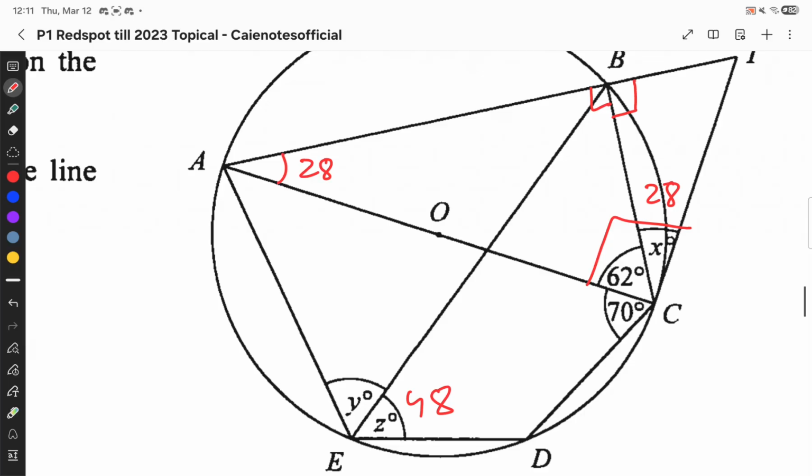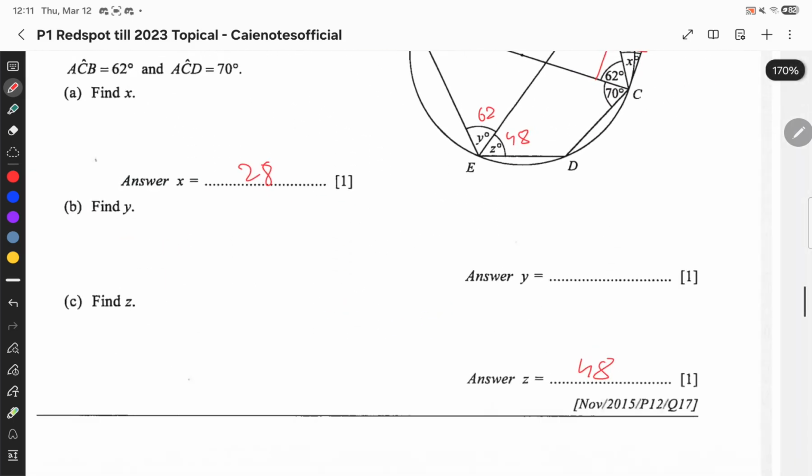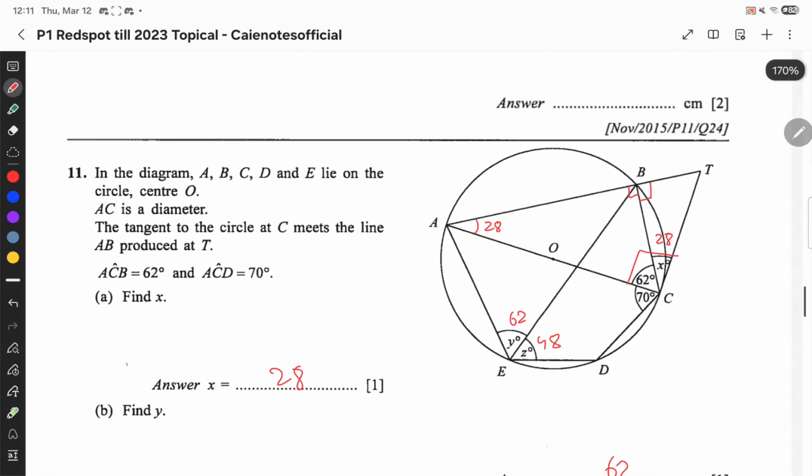And we can find the angle of y by knowing this cyclic quadrilateral. Opposite angles add up to 180. So this is 180 minus 70 minus 48, which is 62. The answer is 62. Yay. See, that's how easy it is. Two cyclic quadrilaterals. There's nothing that we needed with O at all.